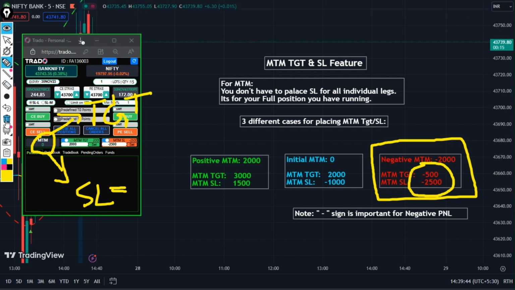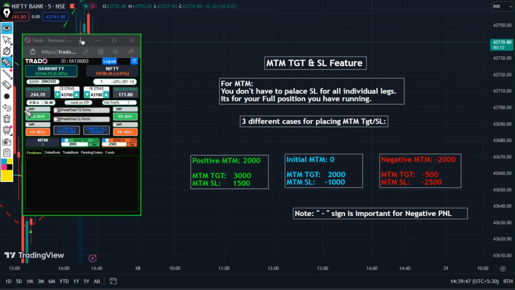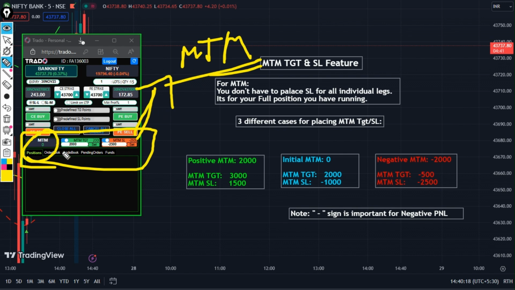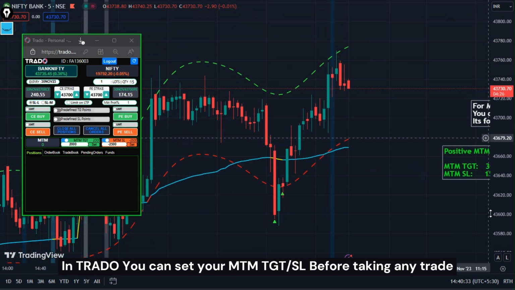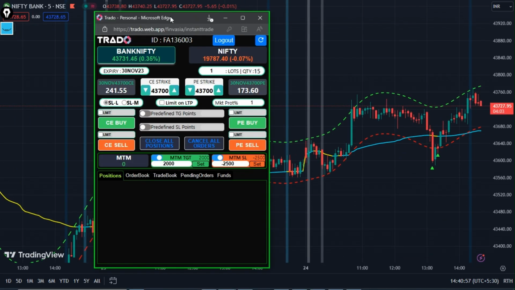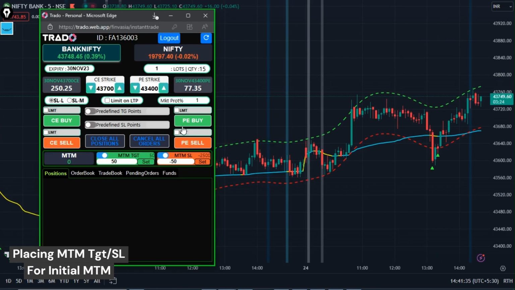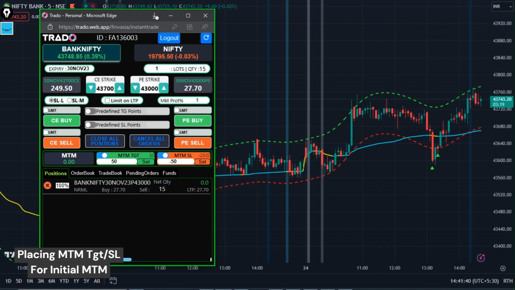This way of placing MTM target and SL has been given to make it more user interactive towards your MTM. Now we will take some live trades. First let's set this. Now we are all set and we will take some random trades just for demonstration. Like I buy, see, my MTM target and SL is plus 50 rupees and minus 50 rupees. And if this MTM hits minus 50 rupees, it will exit all my trades.